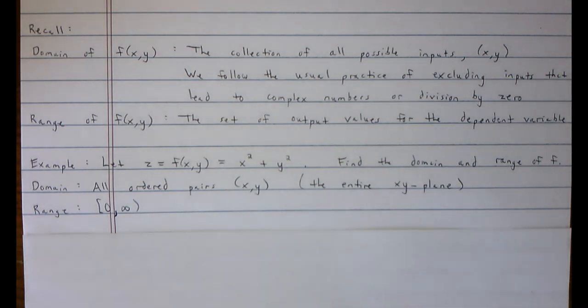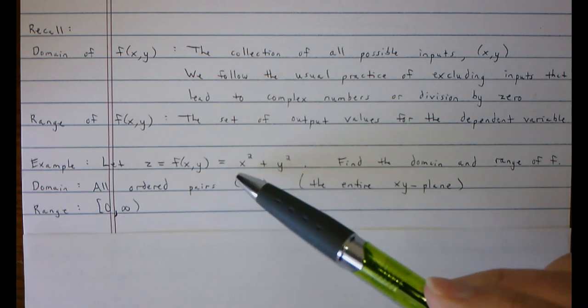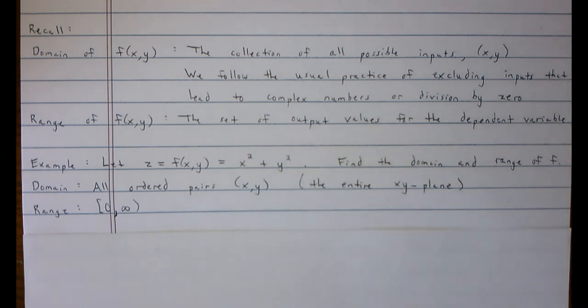Finally, I'd like to say a little bit more about the domain and range of a function of two variables. Recall the domain is the collection of all possible inputs, or ordered pairs x comma y. We need to follow the usual practice of excluding inputs that lead to complex numbers or division by 0. The range is the set of output values for the dependent variable. So here's an example. Let z equal f of x y equal x squared plus y squared. Find the domain and range of this function.